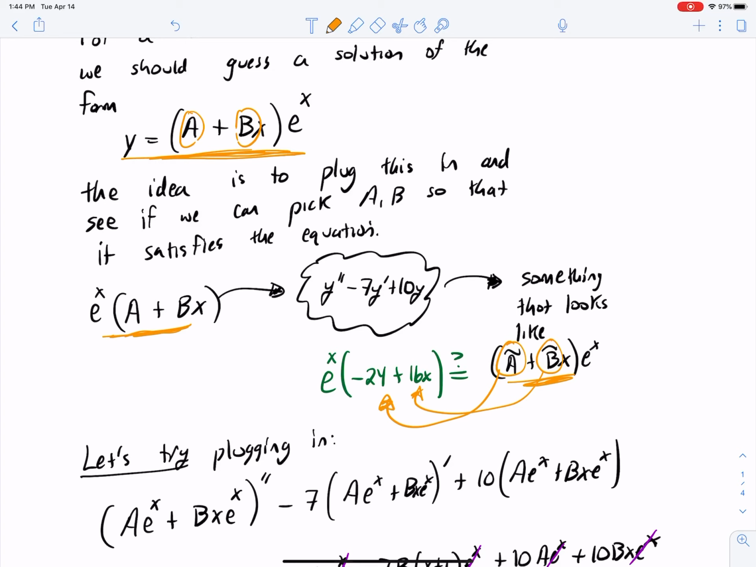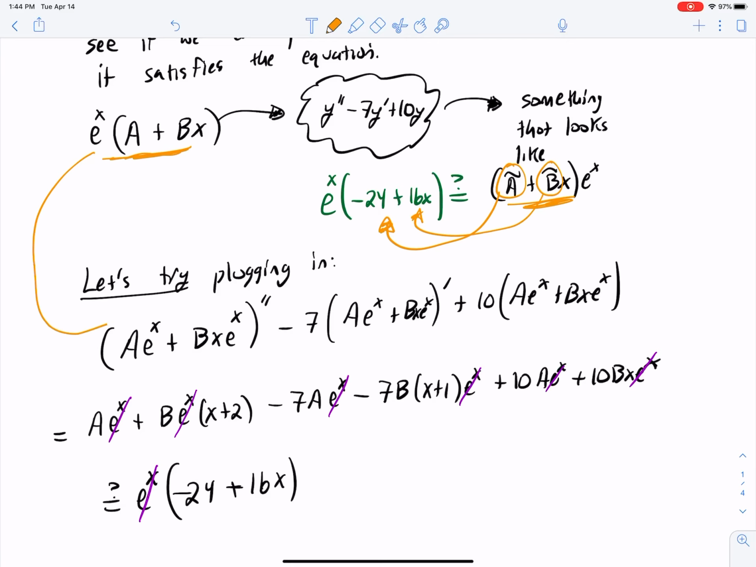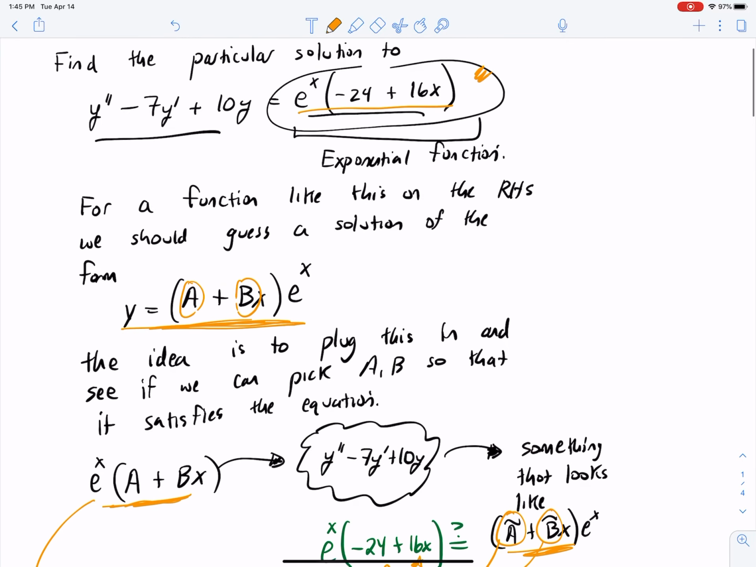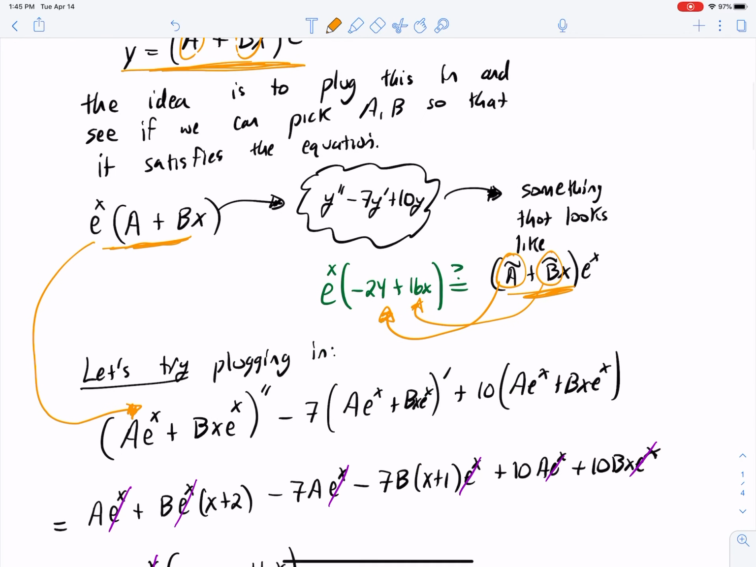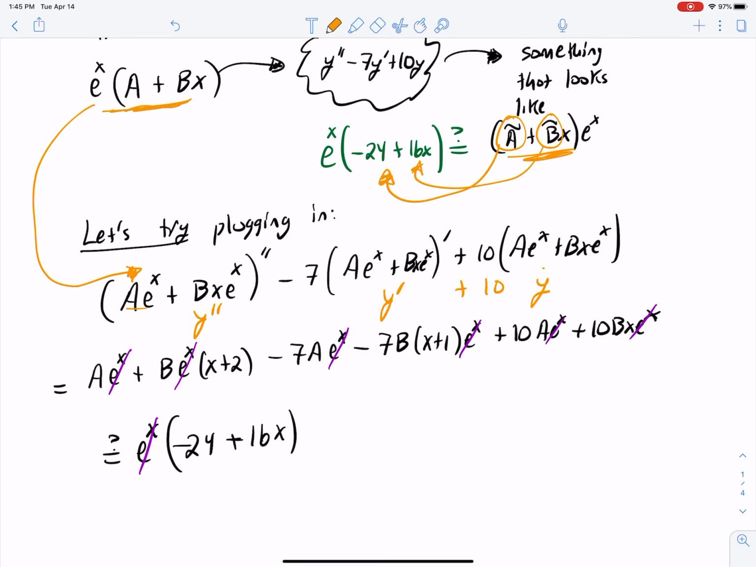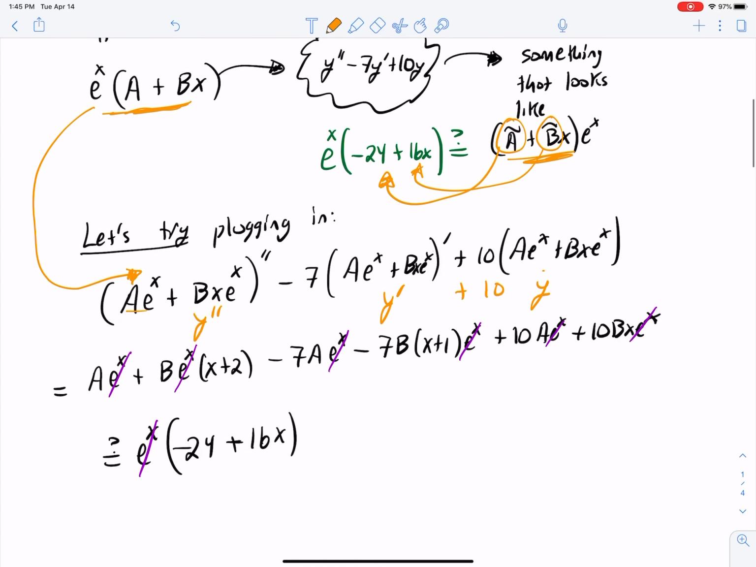All right, so I'm going to take this form and start plugging it into my left-hand side up here. You can see I've got the second derivative of it, minus 7 times y prime, plus 10 times y. So let me just write what we're plugging into. Then you just have to do some calculus. This is the second derivative of this. Every one of these terms is going to have an e to the x in it, because that persists through derivatives.